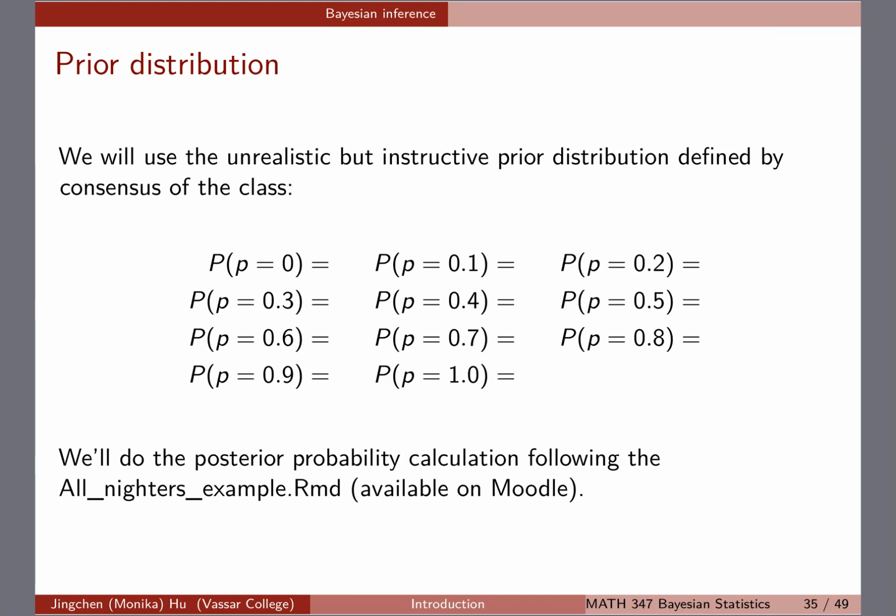In order to come up with a prior distribution, we not only need to know those numbers, but we also need to know the associated probability for them. So that's what I'm asking you all to help come up with, this prior distribution.